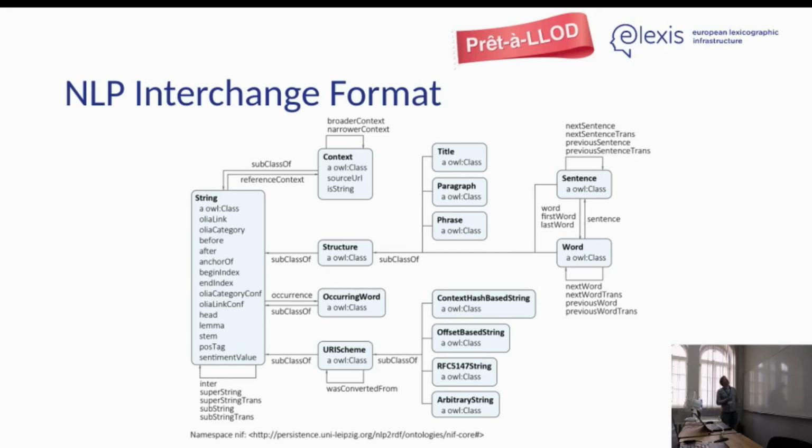The NLP Interchange Format also defines a bunch of generally useful ideas about what a text document is. This includes general ideas like sentences and words and paragraphs and phrases, as well as ideas like heads, lemmas, stems, part of speech tags, sentiment values, and ways to connect different strings, like before and after, for example, showing the string that occurs before and the string that occurs after the current string, so we can connect words together.